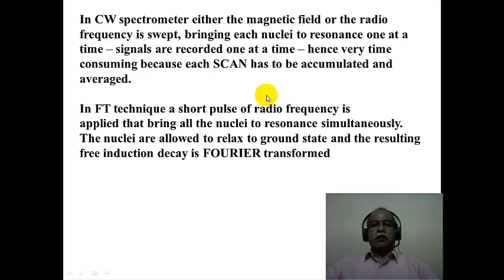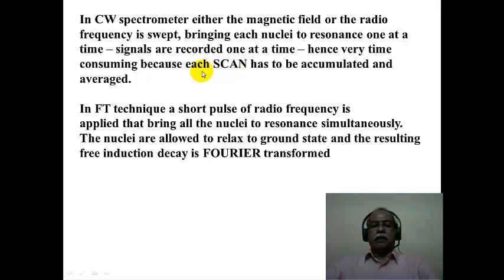Now, in the continuous wave NMR spectrometer, the magnetic field is scanned and the radio frequency is kept constant, bringing each nucleus to resonance one at a time. In other words, signals are recorded one at a time by scanning the magnetic field, keeping the radio frequency constant. That is why 60 megahertz NMR essentially means the operating frequency is 60 megahertz and the magnetic field strength is varied to cover certain spectral scan widths. The continuous wave process is fairly time-consuming because each scan has to be accumulated and averaged.